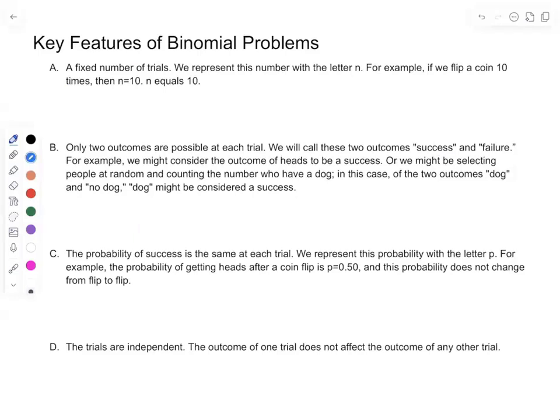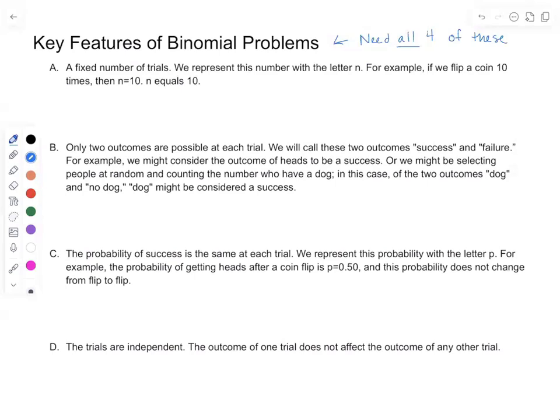So again, our calculator is going to make figuring out these binomial model probabilities really easy. But in order to use it, we have to check that the situation is appropriate for a binomial model. So in order to use a binomial model, we need all four of these features. I'm going to talk about them one at a time, and then you'll practice figuring out when we can use them and when we can't.